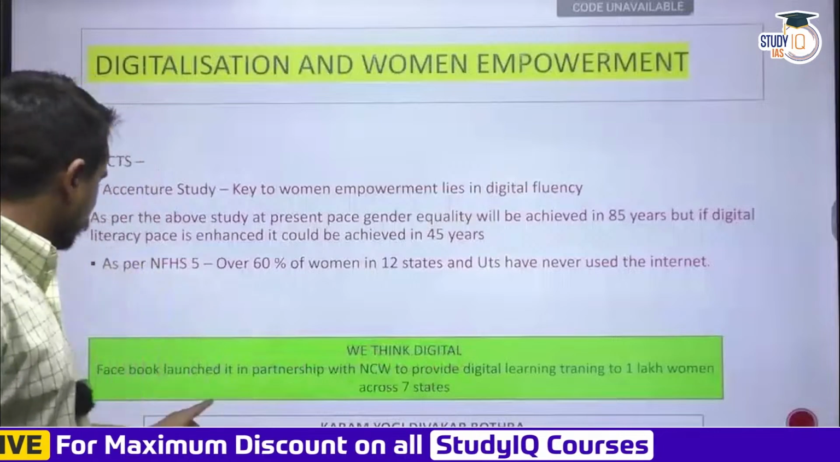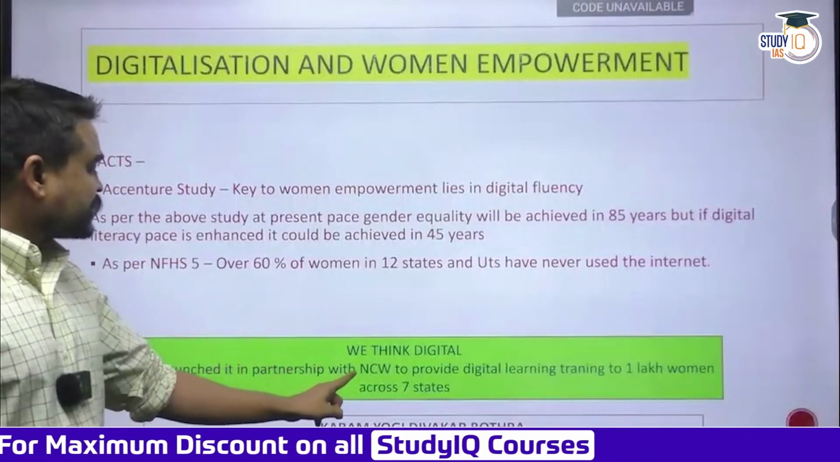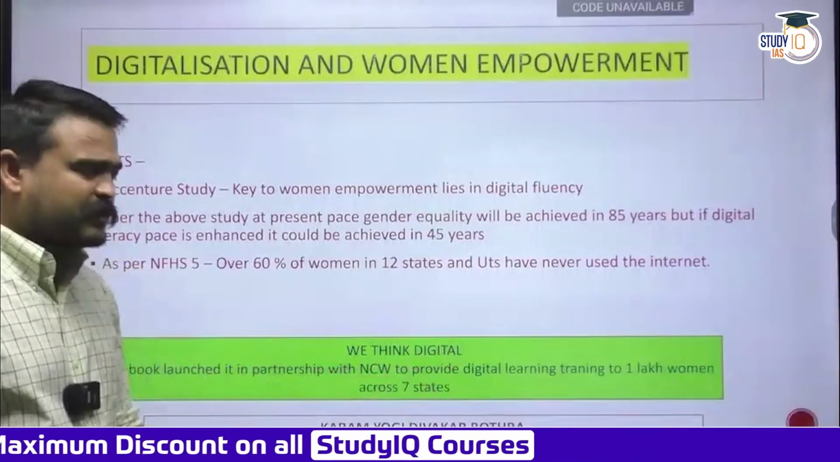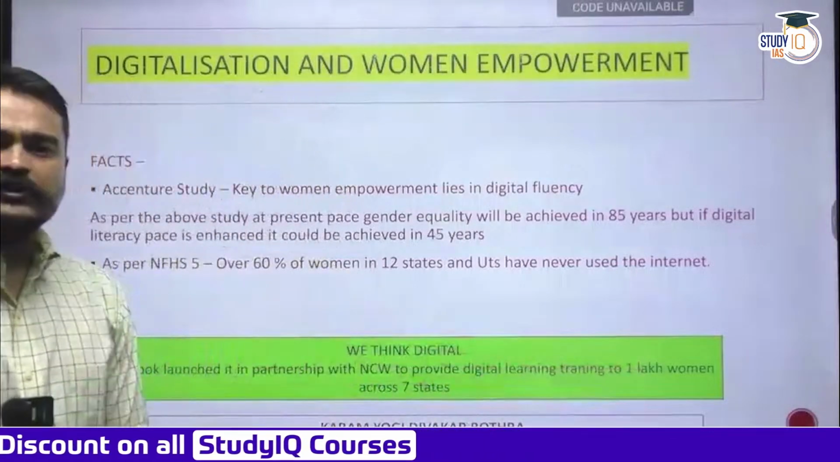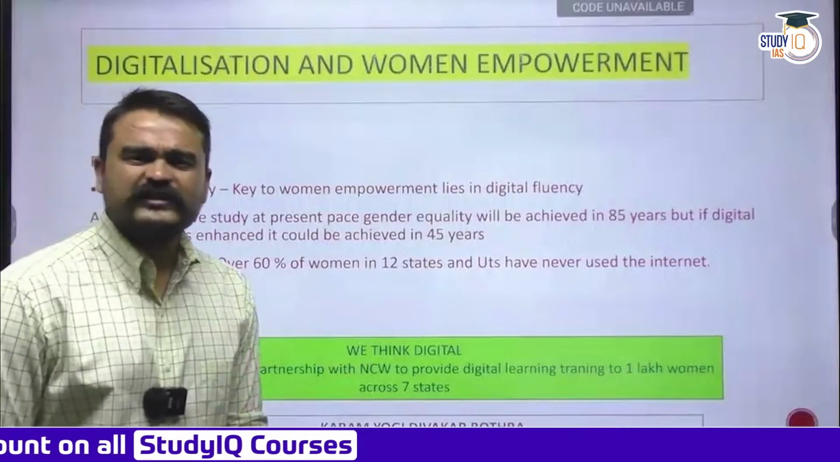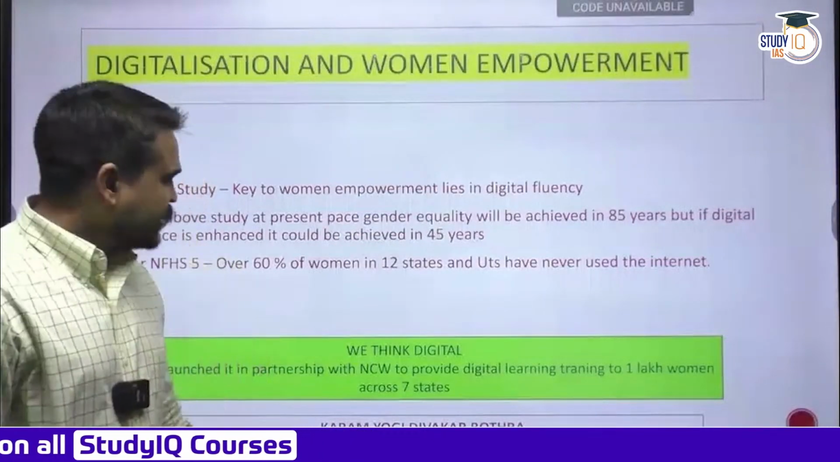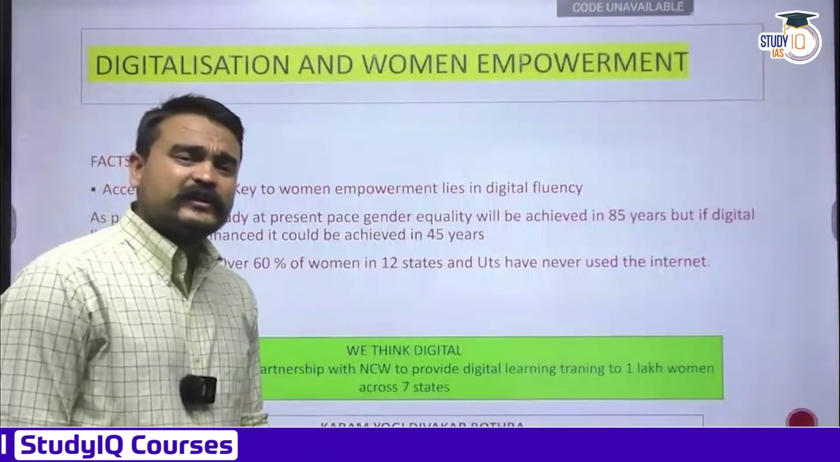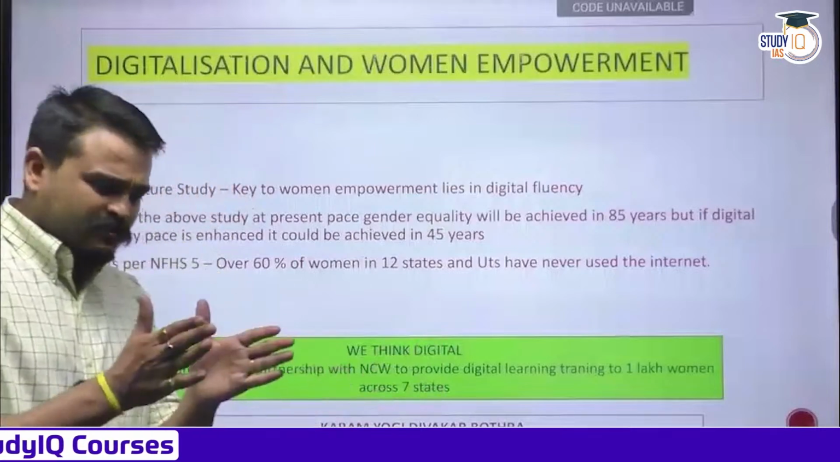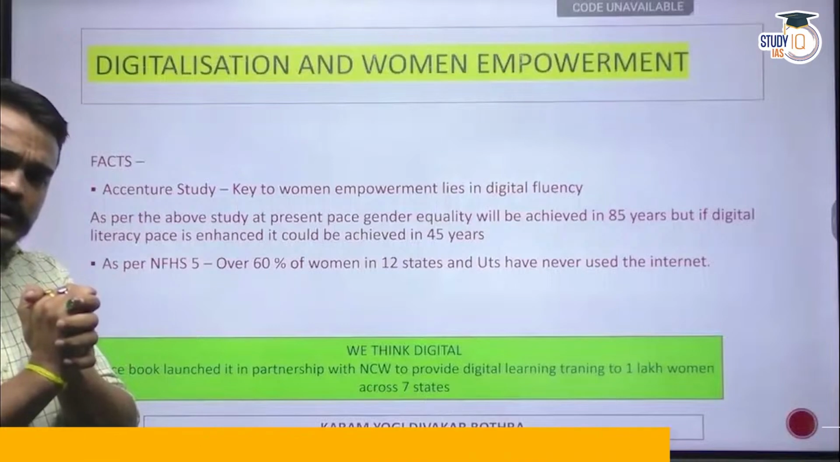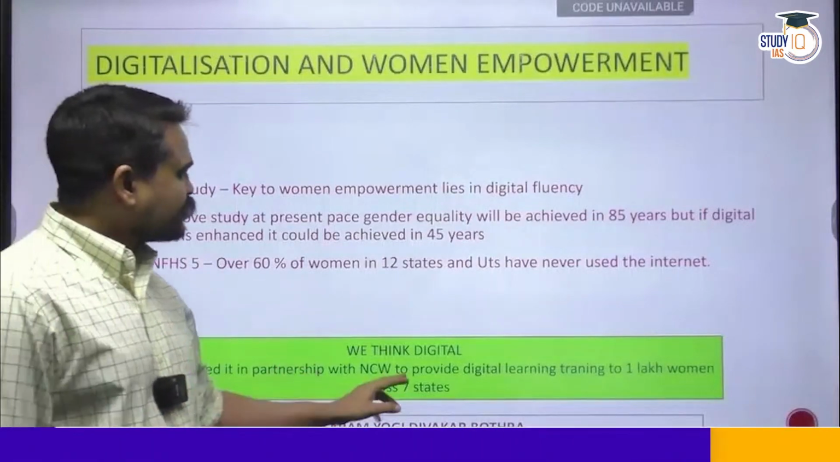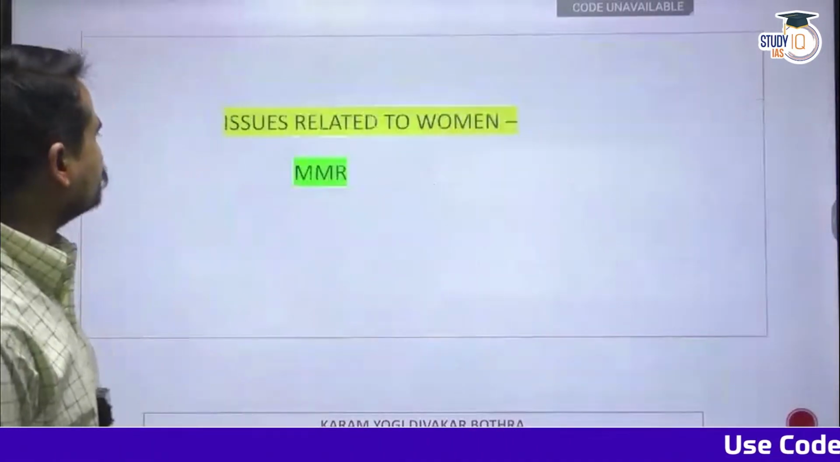We Think Digital. Facebook launched it in participation with the National Commission for Women to provide digital learning training to 1 lakh women across 7 states. Corporate social responsibility, you can equate it with. Okay, there is a project called We Think Digital, where Facebook and the National Commission for Women collaborated to provide digital training to 1 lakh women.